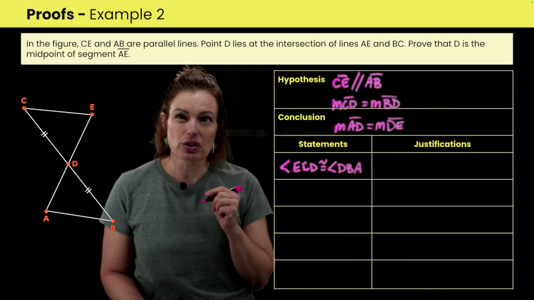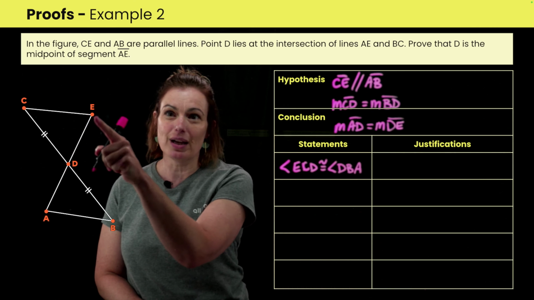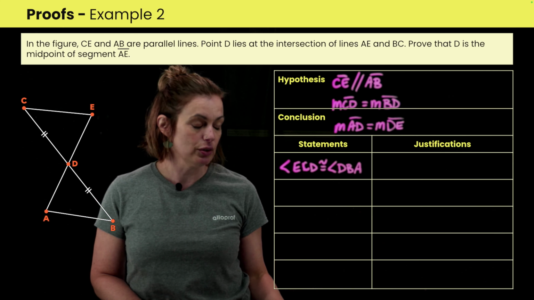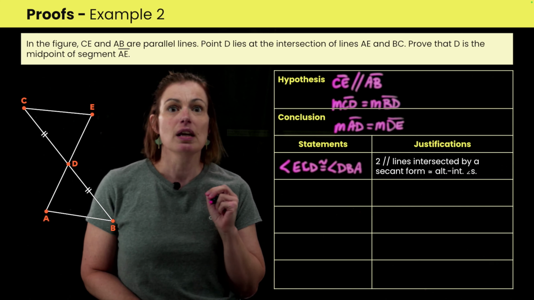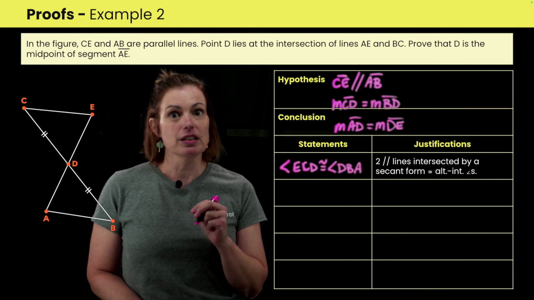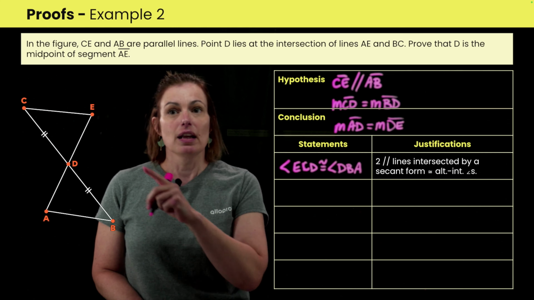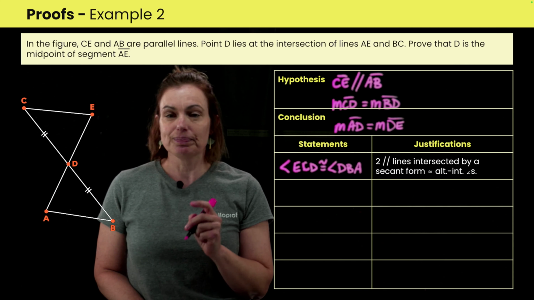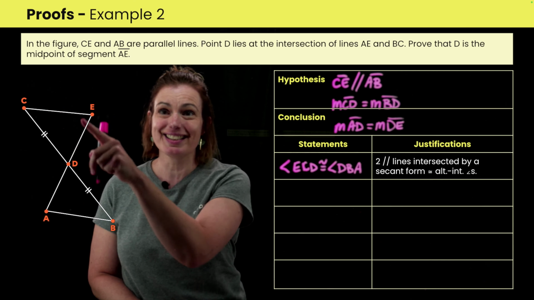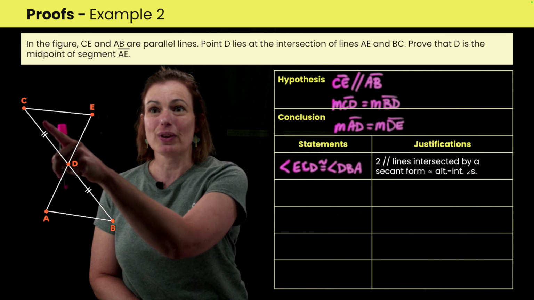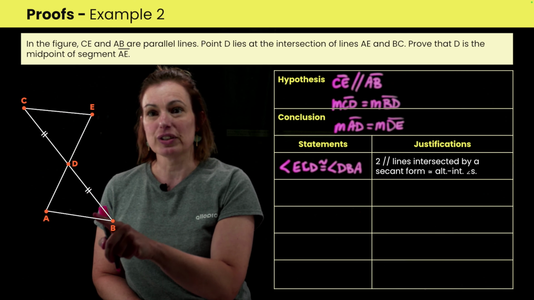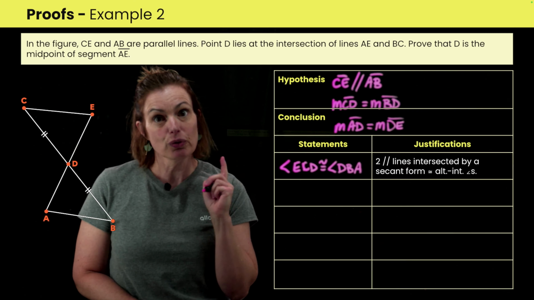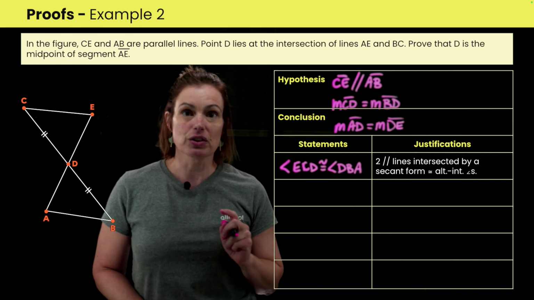Now, the reason I chose to focus on this one is because I know that my lines CE and AB are parallel to each other. And if two parallel lines are intersected by a secant, then they form congruent alternate interior angles. In other words, because these two lines are parallel, I know that my alternate interior angles here are equal, or congruent, to each other. So my statement is correct.